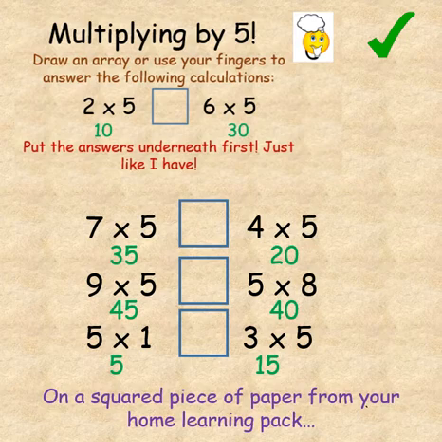Okay, then we've got 5 multiplied by 1. You should have put 5. And 3 multiplied by 5 equals 15. Okay, so well done if you got those right. Don't worry if you made any mistakes, just correct them, please.